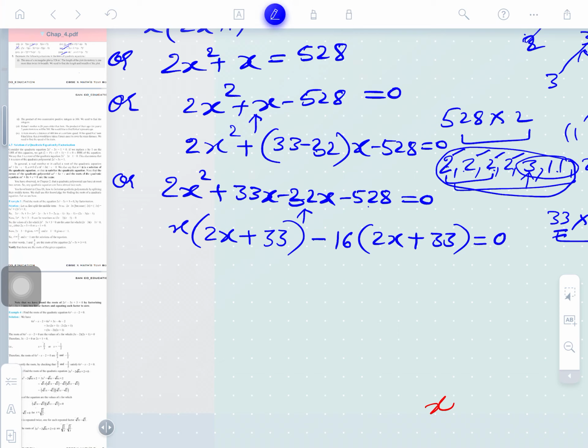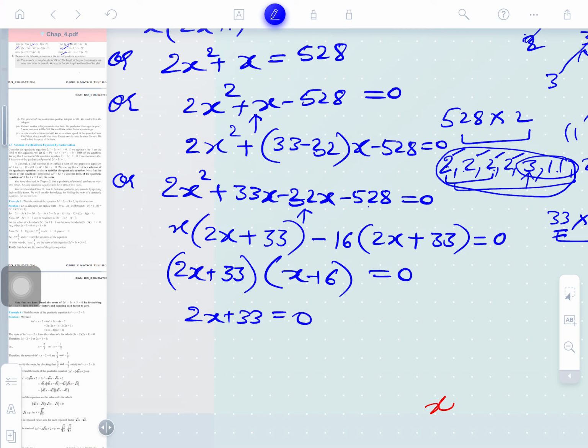It is 0. Clear? What is common throughout? 2x plus 33 and x minus 16 is equal to 0. So 2x plus 33 is to be taken as equal to 0, and x minus 16, not plus 16, is equal to 0. Clear? So what will be here, please?